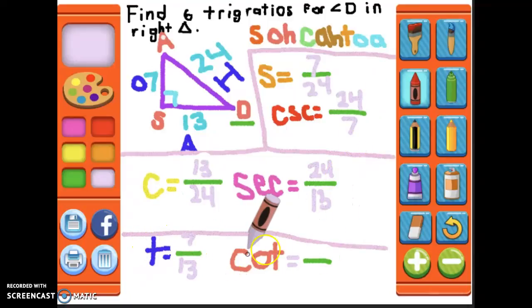So our last one is cotangent. So tangent is opposite over adjacent. So we know that cotangent is adjacent over opposite. So adjacent, 13 over opposite, 7, is correct because it is the correct reciprocal of this trig ratio. So this is how to find 6 trig ratios for an angle in a right triangle.